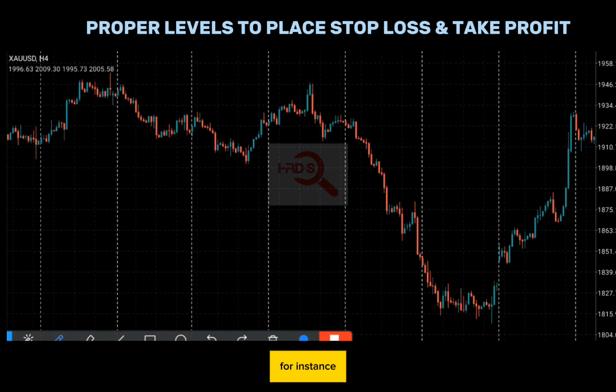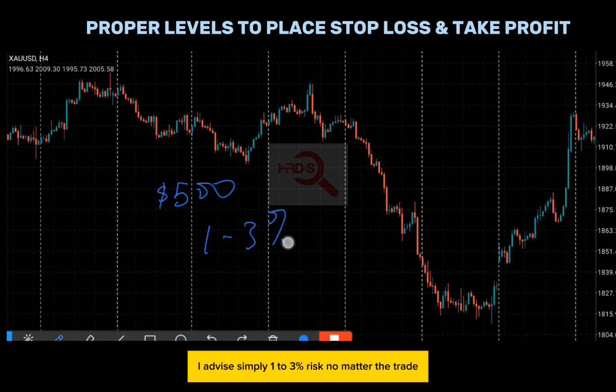For instance, if you are trading with $500 and you want to risk just 10% of $500, please, I do not advise 10% risk. I advise simply 1 to 3% risk, no matter the trade. But if you become a professional trader, you may increase your risk slightly, but don't be greedy. 1 to 3% of your capital is okay per trade.